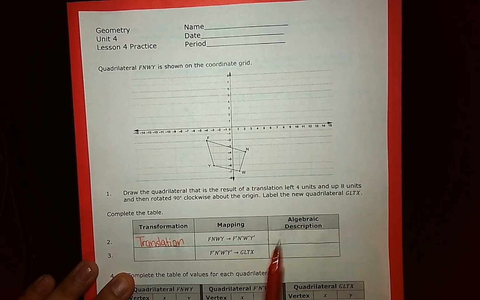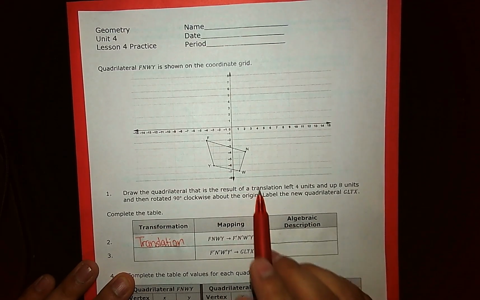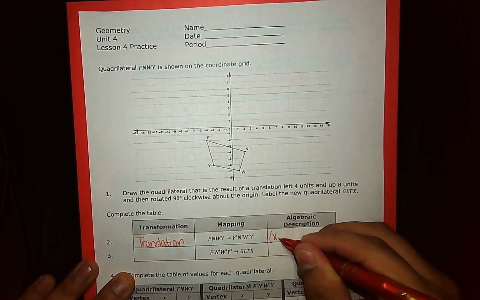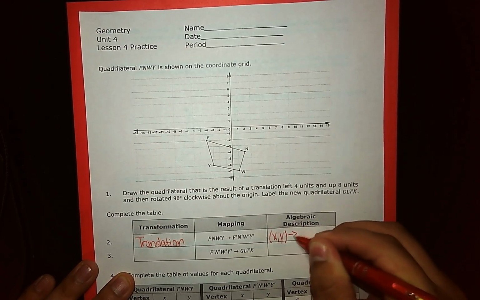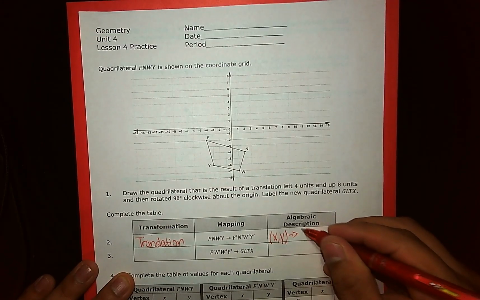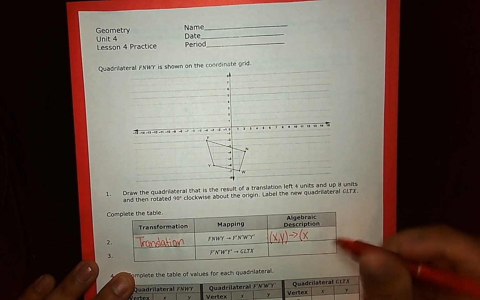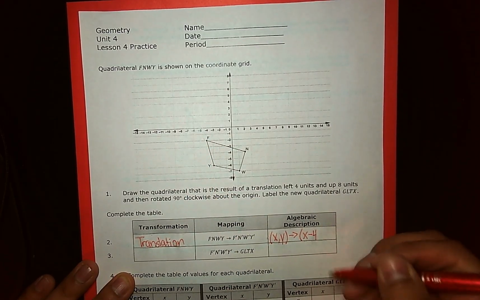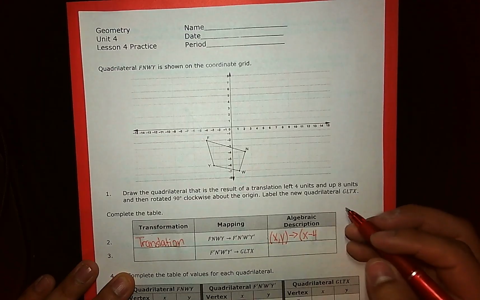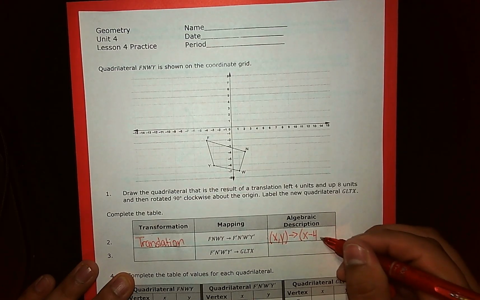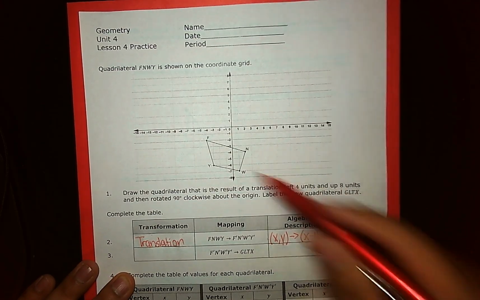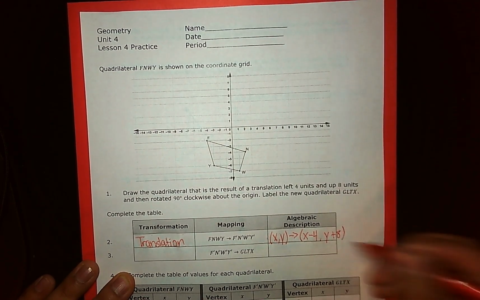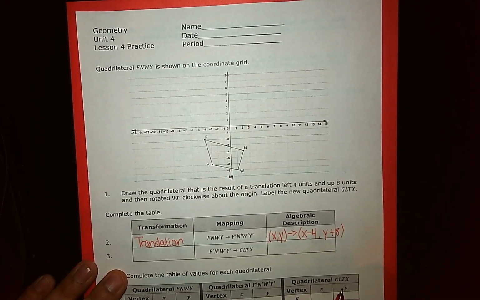And how can we describe that algebraically? Well, what are we doing to our xy coordinates? It tells us here. Our x will go to the left 4 units, so it'll be subtracted by 4. Our x value is subtracted by 4 units, and our y value is going to go up 8 units, so it'll be adding 8 units to our y values.